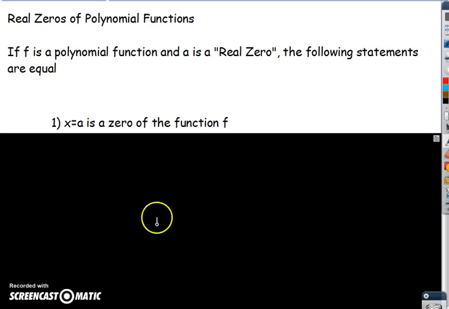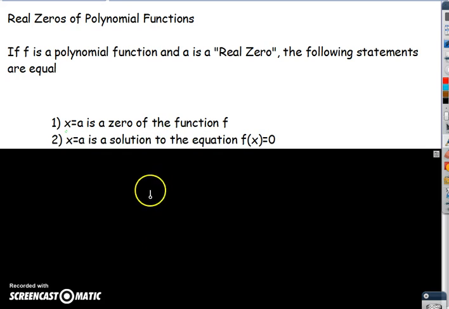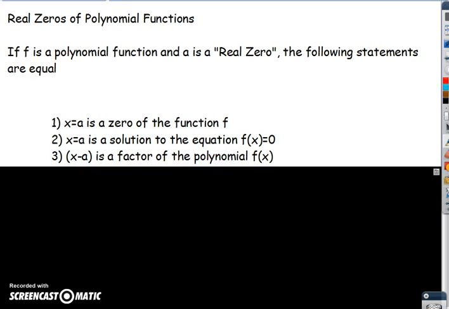Statement number 1. x equals a is a zero of the function f. So that means if I'm telling you a is a real zero, that means if I put x equaling a, that's going to be a zero of my polynomial. Nothing earth-shattering with that one. If I'm telling you a is a zero, that means it's a zero. Okay, whoop-de-doo. Statement 2: x equals a is a solution to the equation f of x equals 0. That means if you put this a value into my function, you're going to get back a 0. That's what it's saying. Hence why it's called a real zero. Nothing earth-shattering there.